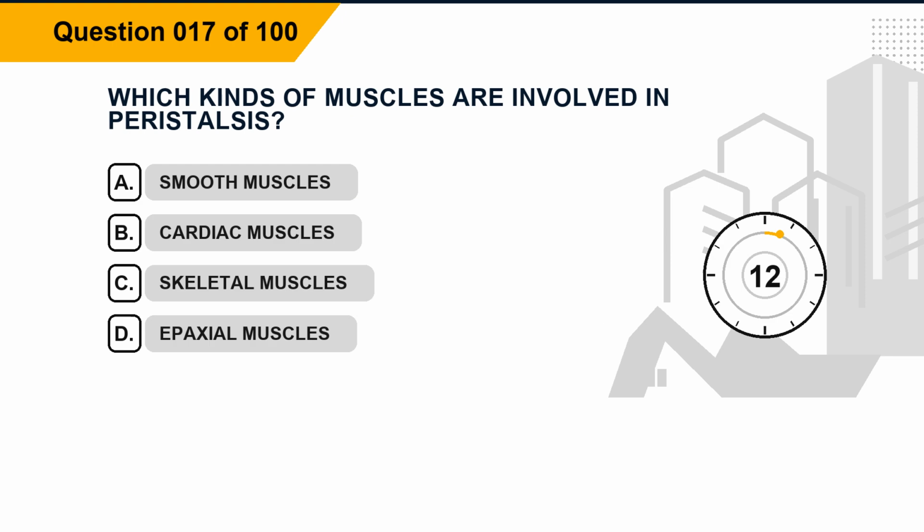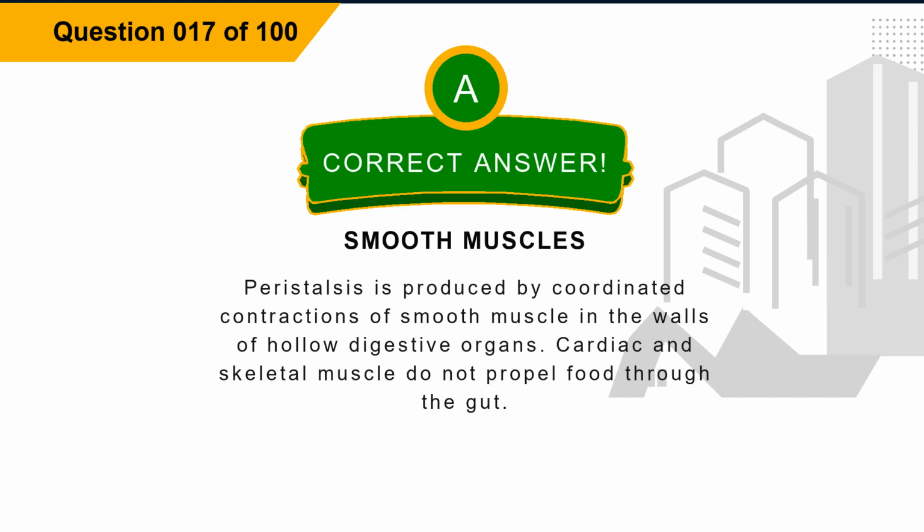Question 17. Which kinds of muscles are involved in peristalsis? Option A, smooth muscles. Option B, cardiac muscles. Option C, skeletal muscles. Option D, epaxial muscles. The correct answer is option A, smooth muscles. Explanation. Peristalsis is produced by coordinated contractions of smooth muscle in the walls of hollow digestive organs. Cardiac and skeletal muscle do not propel food through the gut.